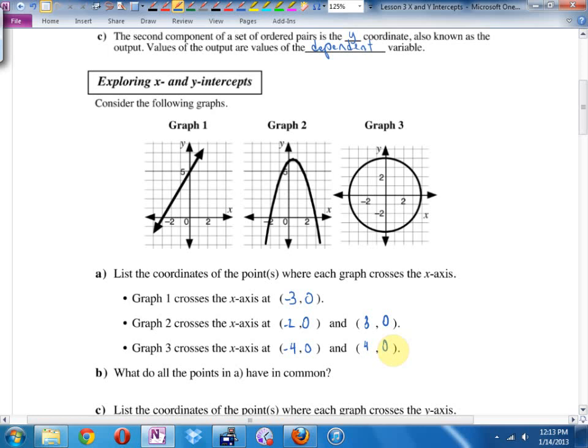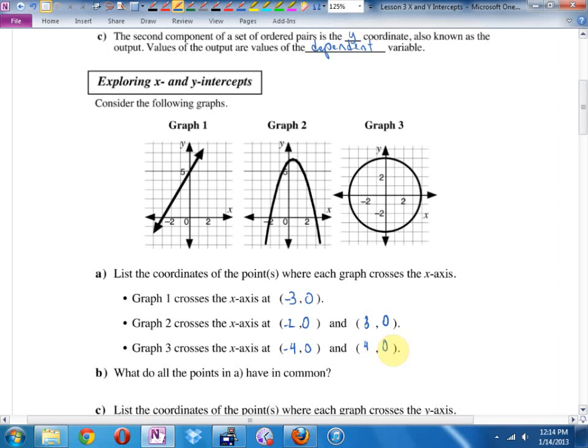Take a look at those 5 points, all of which are where the graphs cross the x-axis. What do they all have in common? What do you see? 0. What's 0? I got to be careful, not the y-axis, the y coordinate. The y coordinate is how high you are. If you're on the x-axis, how high are you? As a number. How high are you? 0 high. That's why they all have a 0 there.